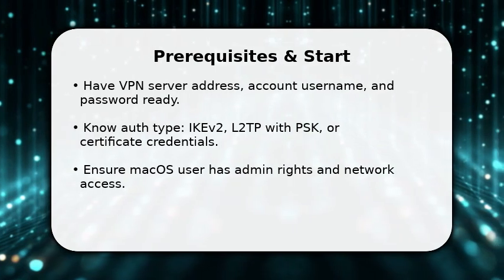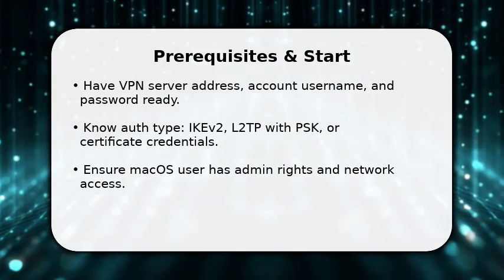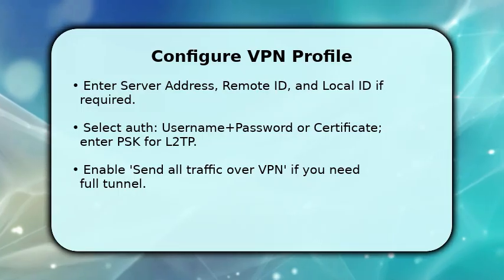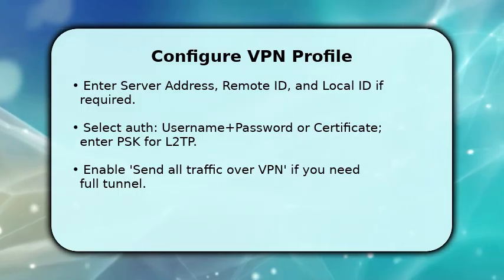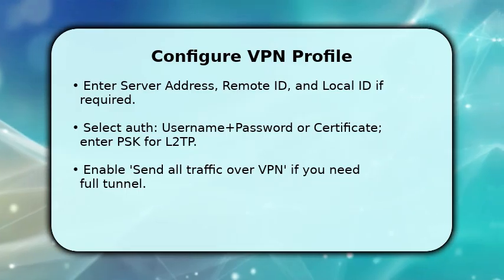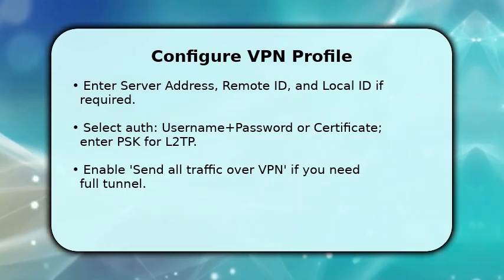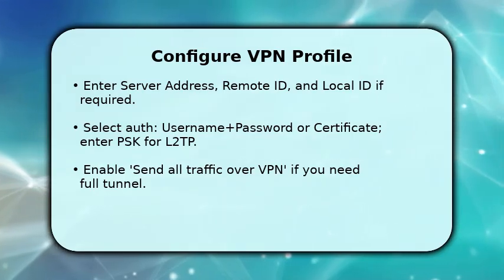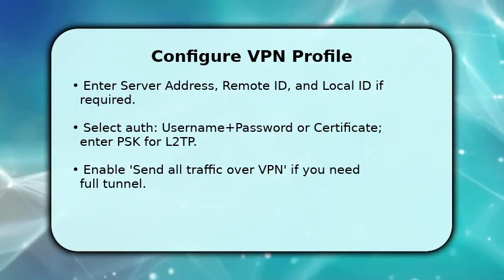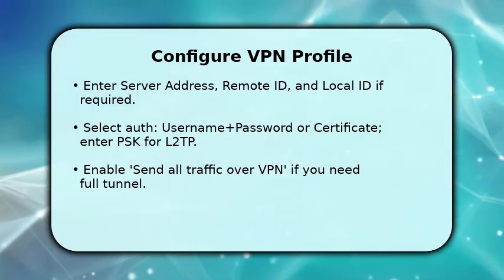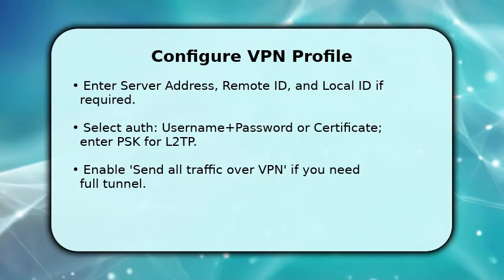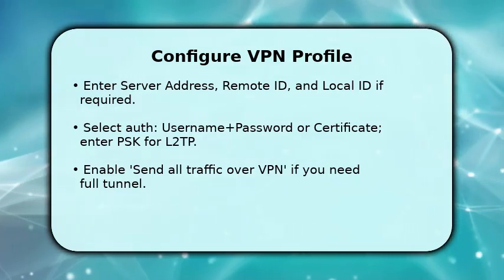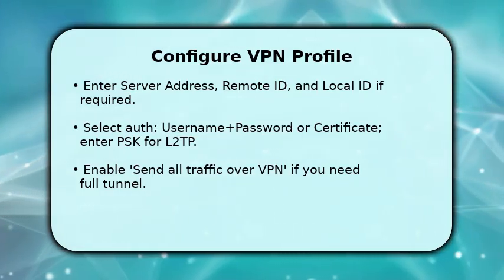Now you configure the profile step by step. Type the server address and remote ID exactly as provided, and add the local ID only if required. Next, choose Authentication: username and password for hosted services, pre-shared key for L2TP, or import a certificate for IKEv2. Once credentials are entered, enable Send All Traffic over VPN if you want all network traffic routed through the tunnel. Make sure DNS settings are adjusted if the VPN requires specific name servers.